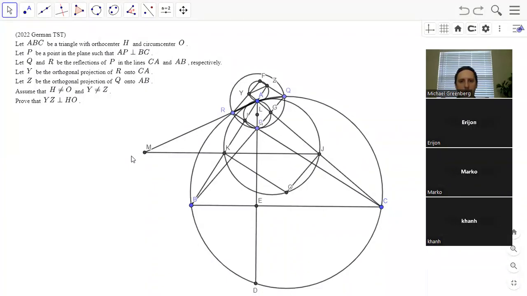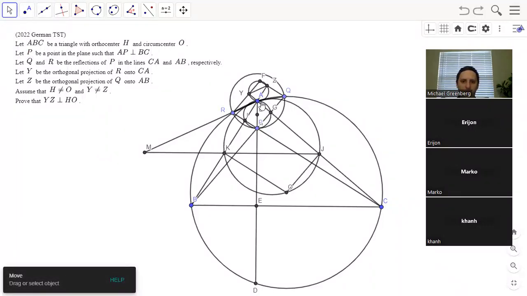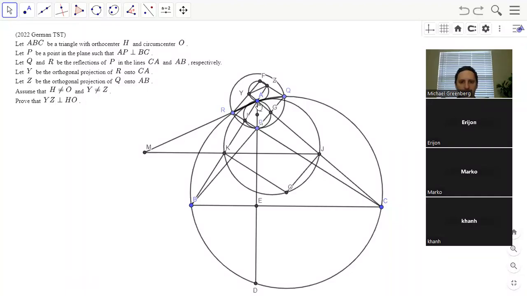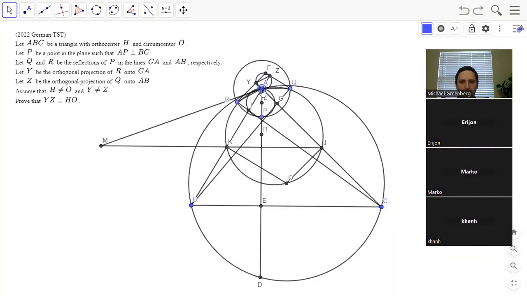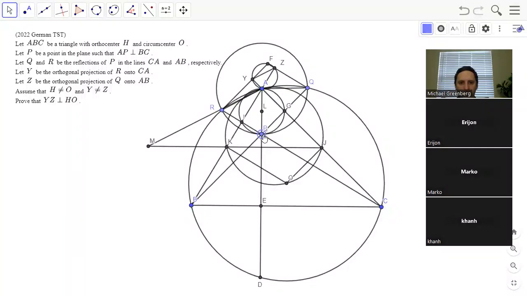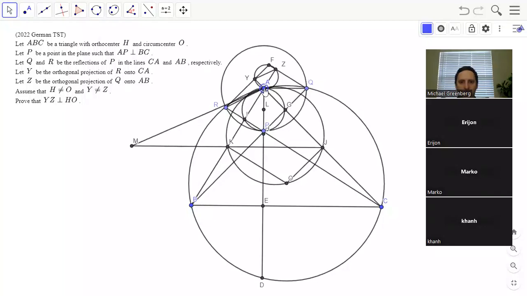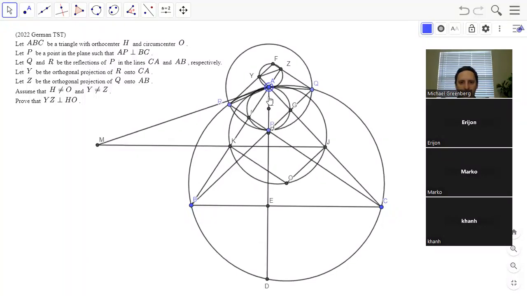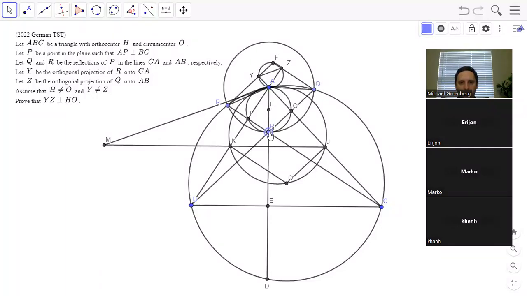Okay, so we want to show AM. Oh, but this makes it look like AM and R are collinear. I think that's why I'm getting confused. AM and R are not necessarily collinear. It's just hard to draw. I guess I'd have to make it more like this so that they don't look collinear. That looks a little better. Okay, so if we could show YZ is parallel to AM, that would solve it.